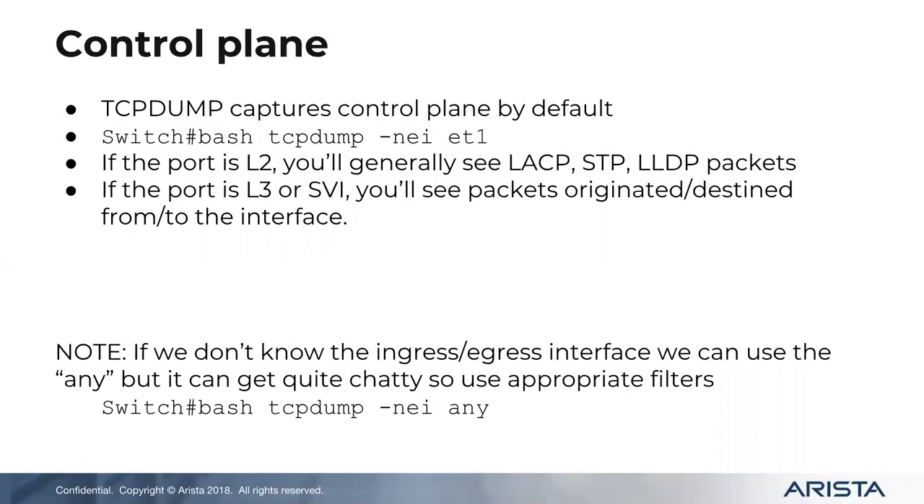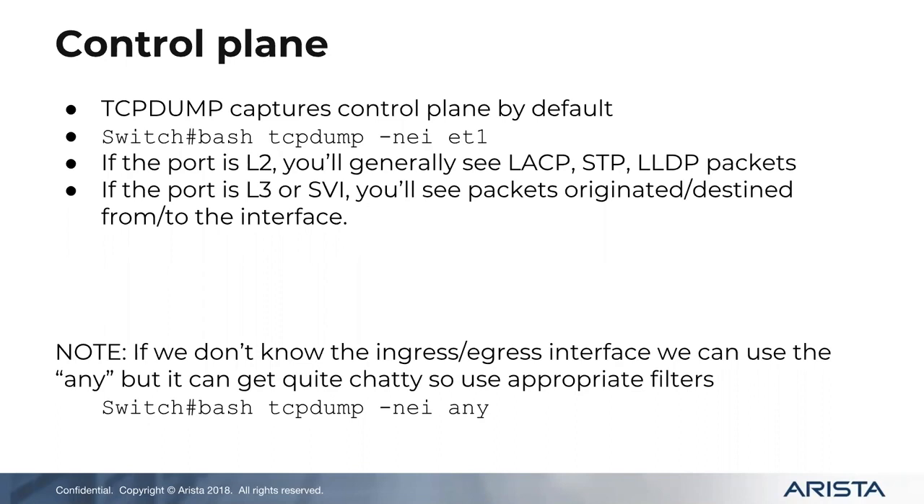Now let's get into the functioning or behavior of TCPDUMP on Arista switches. The most important rule to remember is that TCPDUMP on any interface will only capture control plane packets by default. Let's say we want to capture packets on interface Ethernet 1, then the command to do so would be bash tcpdump -nei et1. I will explain what -nei stands for later when we discuss common TCPDUMP flags.